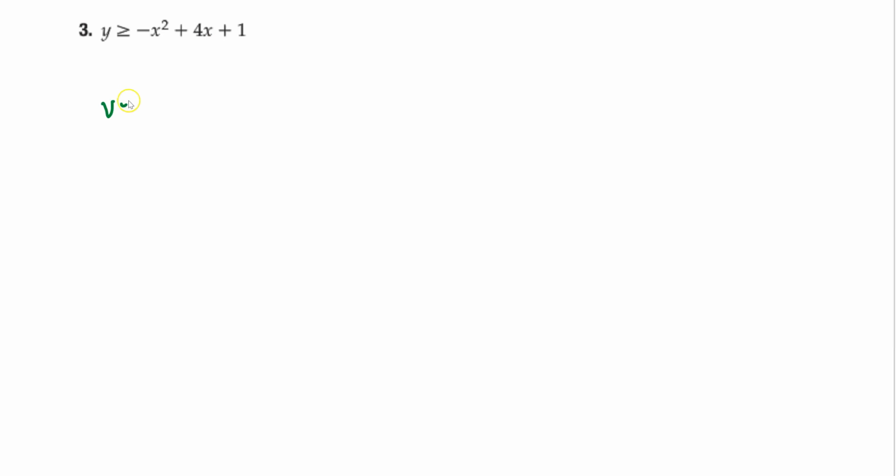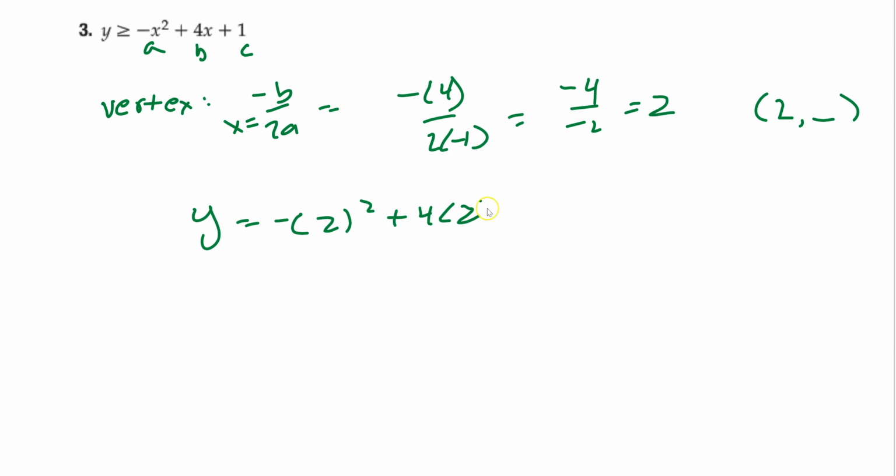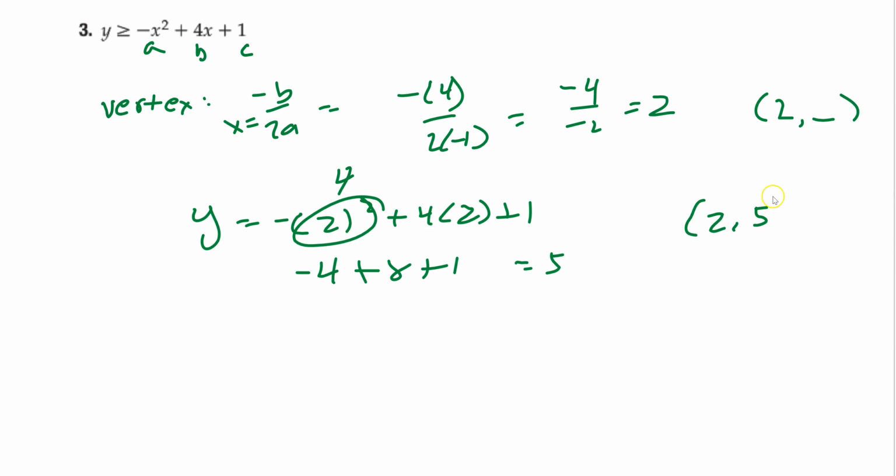So let's find the vertex. Easiest way to graph. Negative b over 2a. That's what x equals. So in this case, that is a, b, c. I get x equals negative 4 over 2 times negative 1. Negative 4 over negative 2, or just 2. So my vertex is 2 and something. Plug it in. Remember, this goes first, so that's 4, and then you times by a negative, because the negative is on the outside. So negative 4 plus 8 plus 1, which gets me 5. My vertex is 2 and 5.